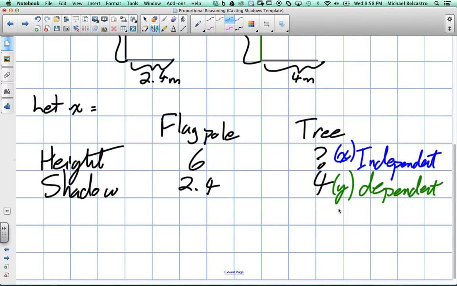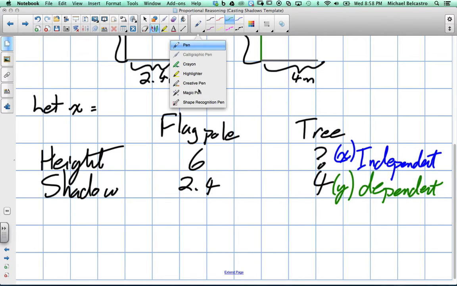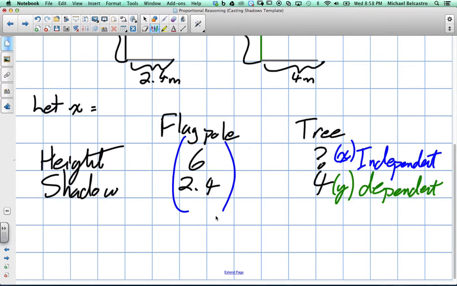Now what we need to do is figure out a scale for this. We need to figure out what rate this is increasing by. The way we're going to do that is use the information in our flagpole. Our flagpole information, we're going to take it and divide them.